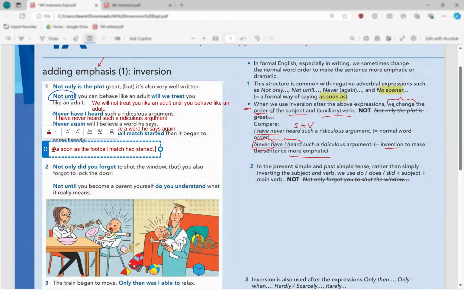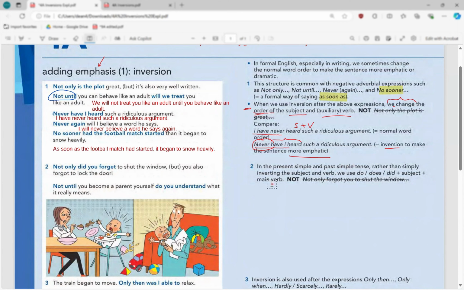Comma. It began to snow heavily. You see, guys? As soon as the football match had started, it began to snow heavily. Right. Now, this first point is done. Second point, it says what here? Present simple and past simple. How are we going to make the inversion?